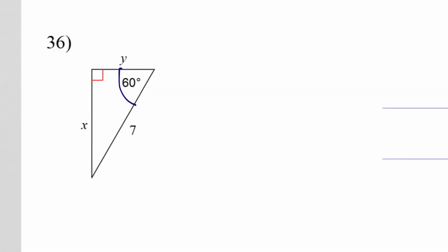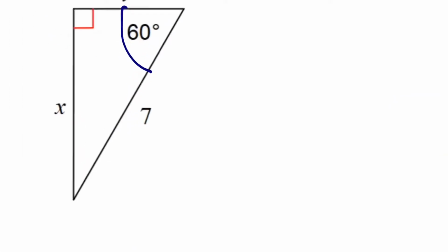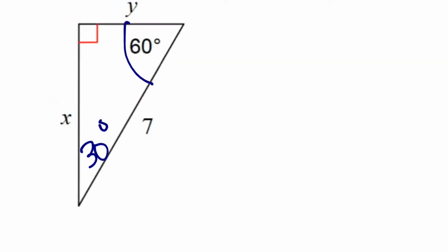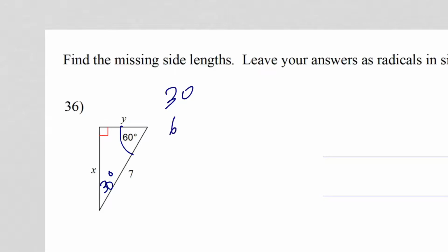So 36 is asking us for the missing side. Notice this is a 60-degree angle. I don't have to use trig. I can use the 30, 60, 90 rule. So 30, 60, 90.